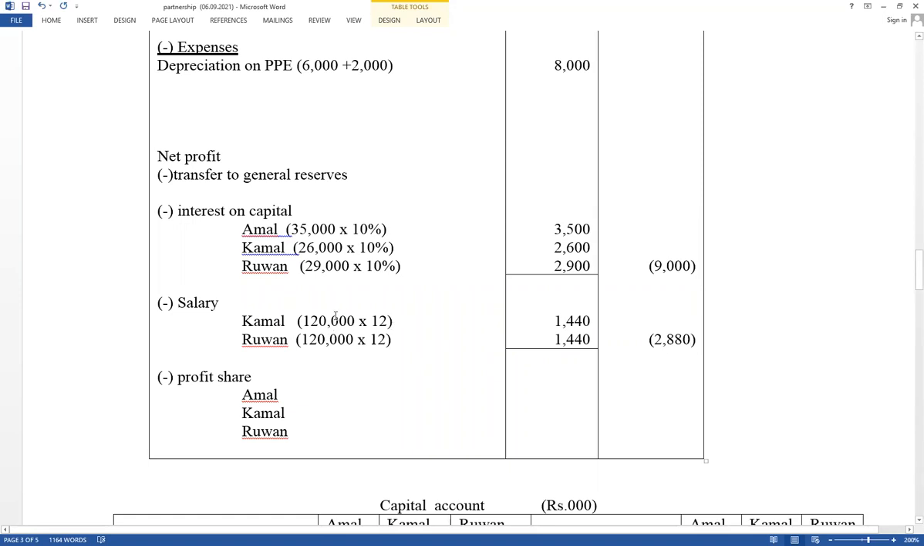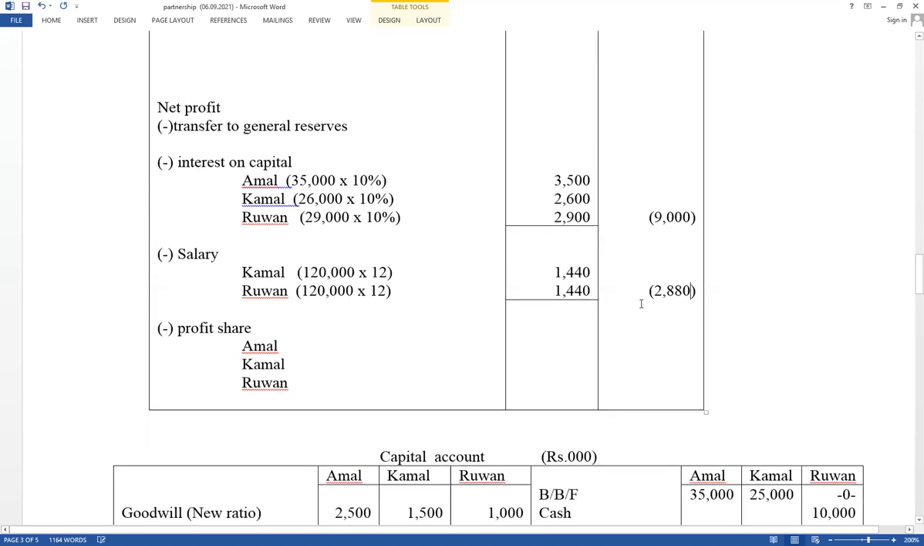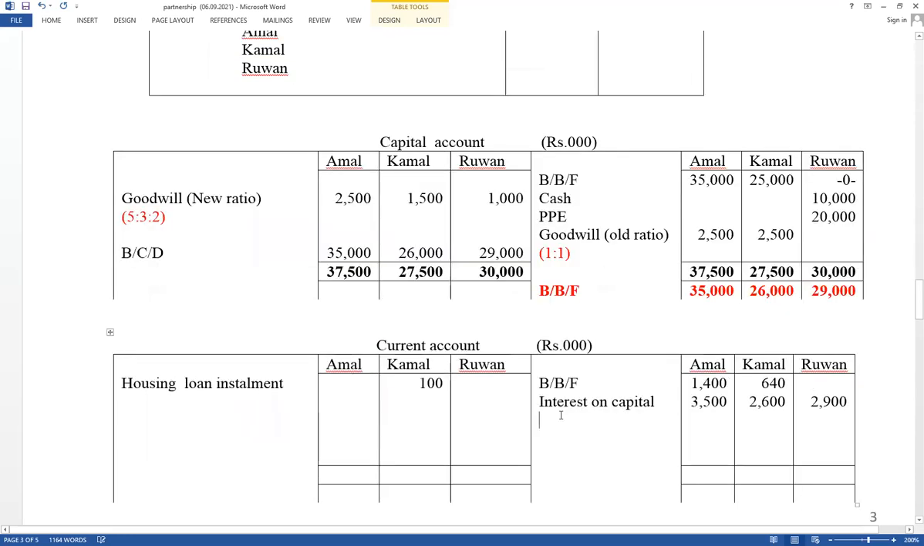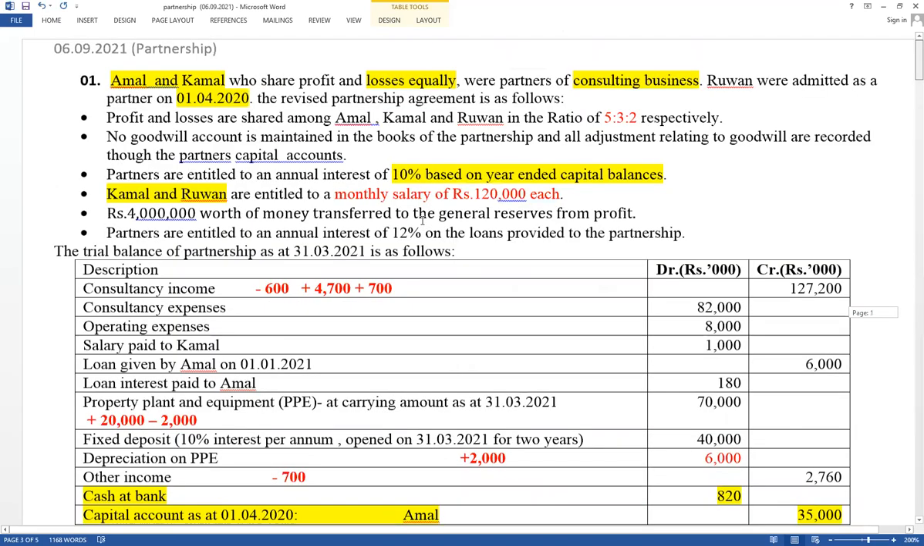Monthly value is given. Annual salary should be recorded. Salary cannot be paid for Amal. Reason: agreement, salary is not relevant for Amal. Then credit partners' current account also 1,440 as a salary, only for Kamal and Ruwan. Think about the appropriation parts. Salary is not relevant for Amal, then Kamal and Ruwan. Think, interest on capital and salary, as well as profit share, also should be recorded here. Profit share. Think agreement from the beginning.